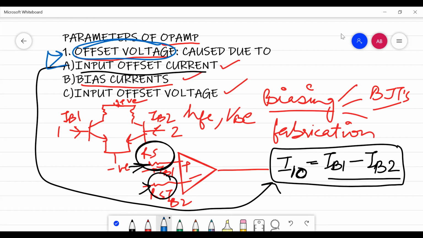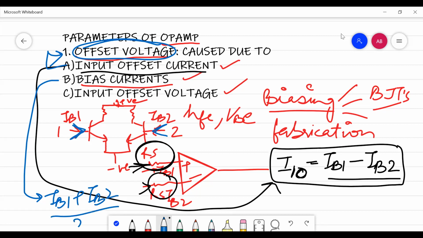Now in the similar case, we can describe these bias currents, that is the current that is required for proper functioning of these transistors, as IB1 plus IB2 divided by 2. So this is the bias current that is required for the proper functioning of the operational amplifier. So now if there is a difference between IB1 and IB2, because of that, again, there will be a rise in the offset voltage because of these bias currents.